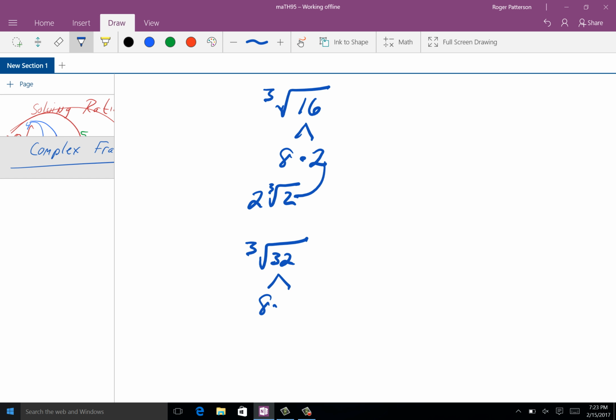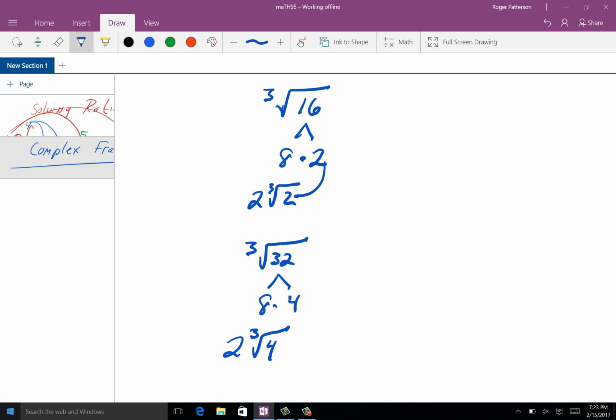8 again. How many times? 4. So that's going to be what for an answer? 2 cube roots of 4. But that's not done, is it? Yeah, because it's a cube root. But the square root of 4 is 2. Yeah, but you're not asking for a square, it's asking for a cube.